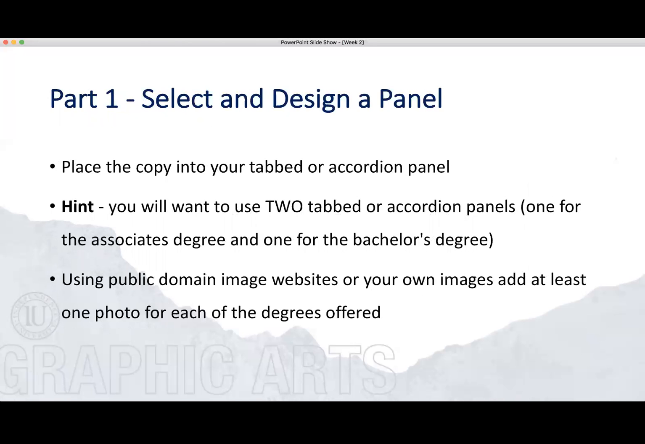You're going to place the copy into your tabs or accordion panel. You can download the copy from the assignment instructions. There is a link to download it. You will want to use 2 tabs or accordion panels, one for the associate's degree and one for the bachelor's degree. Using public domain image websites or your own images, add at least 1 photo for each of the degrees offered.